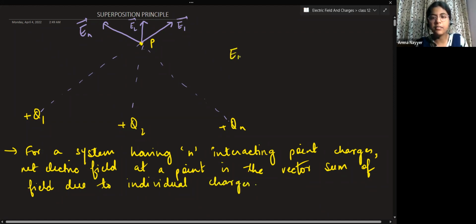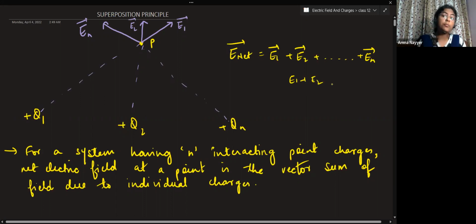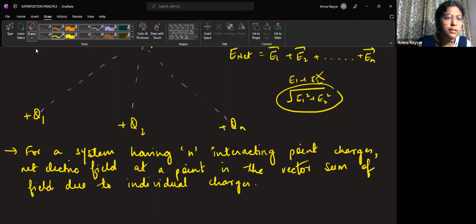So the net electric field, whatever the resultant electric field will be, is E1 plus E2 plus, added till En, but all these are added vectorially. So if you have two electric fields making an angle of 90°, then you cannot add them like E1 plus E2. If you remember from your parallelogram law, whenever two vectors make an angle of 90°, you add them like this. So you have to go through this procedure and not through this one. All right. So is the superposition principle clear?